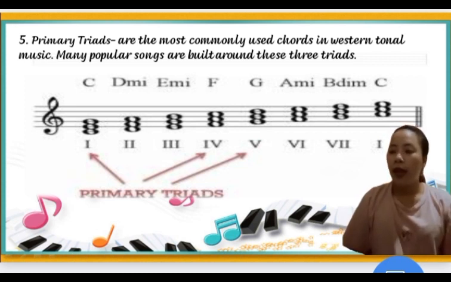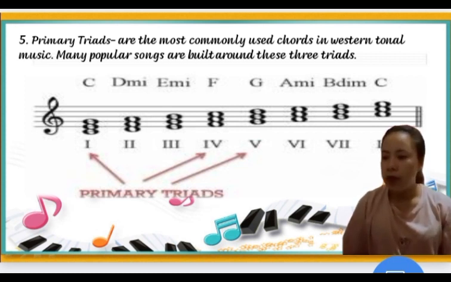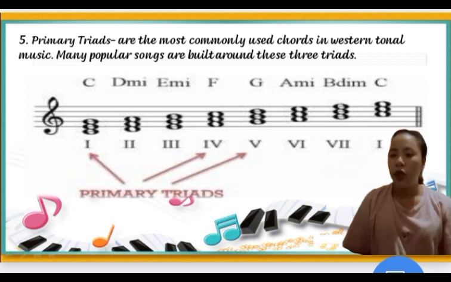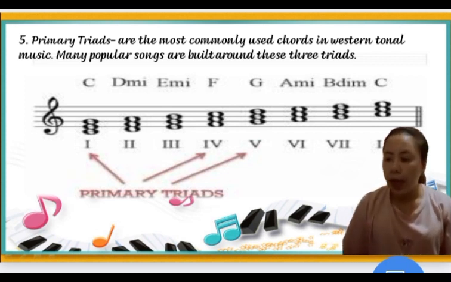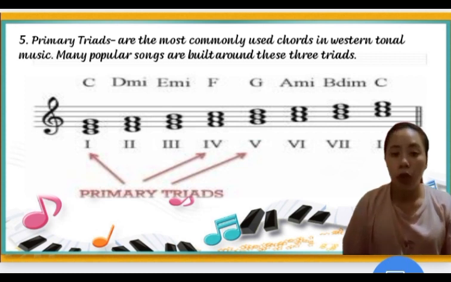The first scale degree is represented by a capital Roman numeral I because its quality is major. Triads that have a minor quality are written with small letter Roman numerals. The fourth triad, F major, is called the subdominant, while the fifth triad, G major, is called the dominant.